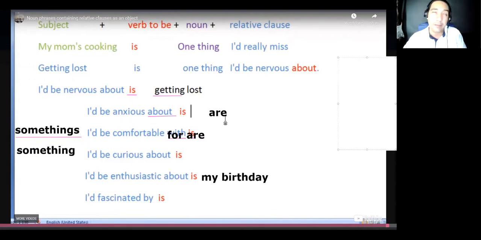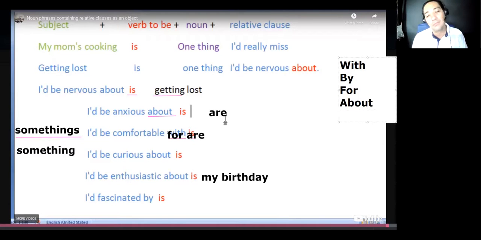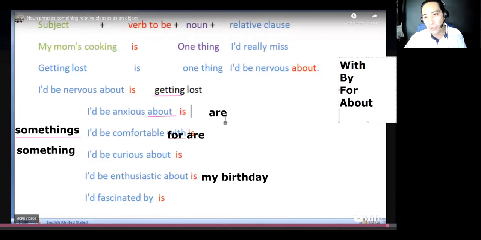I need prepositions. So we said with, right? Then we said by. Then we said for. We said about. These are all the prepositions you can use, actually. Let's see. Yes, Violeta, very good.